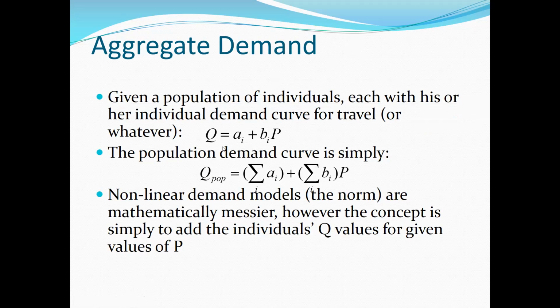So that's what's happening here. Individuals have A_i plus B_i P. When you're trying to figure out the population demand, you just add all the expressions: the summation of A_i plus the summation of B_i over multiple individuals. Obviously, if it were a non-linear demand function, then mathematically it's going to be much more complex, and I'm not going to get into all of that. The concept is simply to add the individuals' Q values for given values of price. You basically just take each individual's quantity demanded at any given price and add them up for everybody in the population.